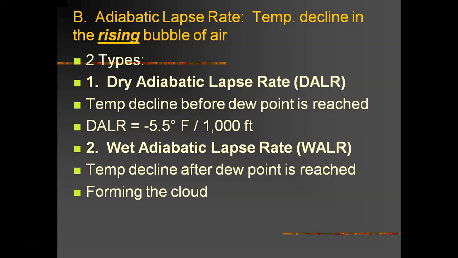Because the phase change is occurring, you're going from water vapor to actual water droplets. And actually heat is released. And so the rate of temperature decline is less than 5.5. Now, it varies depending on the amount of moisture in the air. But a typical wet adiabatic lapse rate would be a temperature decline of 2 or 3 or 4 degrees for every 1,000 feet, making the cloud. So we're going to use all three of these lapse rates, the rate of temperature decline in the troposphere, and then we're going to compare it to the temperatures in the rising bubble of air.